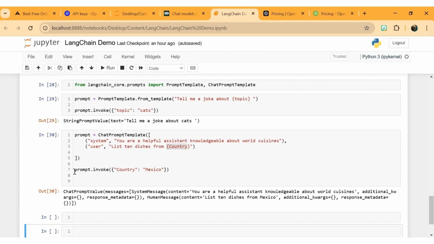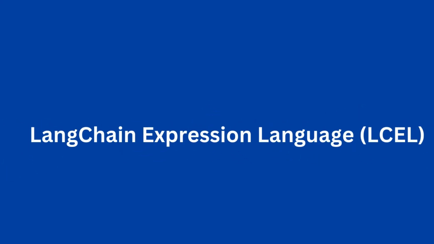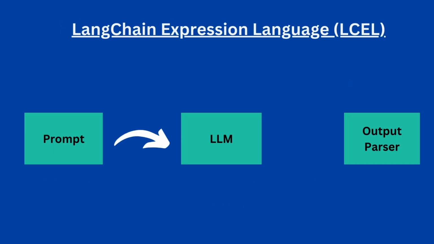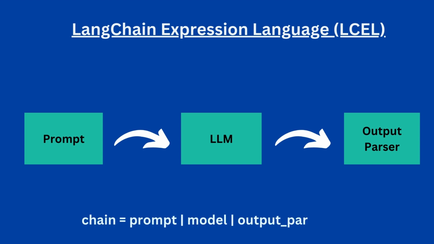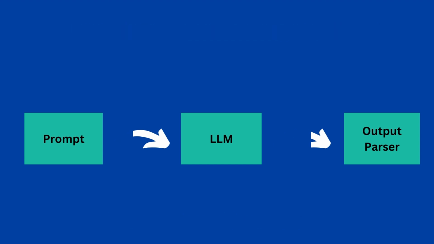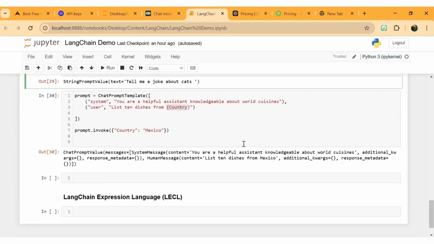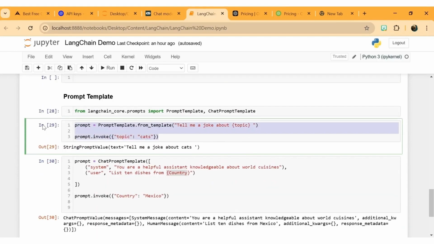Now we need to send these templates that we've defined to a large language model. This brings us to the concept we're going to discuss further, which is the LangChain Expression Language. The LangChain Expression Language is a declarative syntax that allows us to compose chains of different components together. Here we can pass our prompt to the large language model and to the output parser. There's usually a pipe operator whereby we can chain all these different components together. So let's look at how we can do that in our code. Based on the prompt template that we defined earlier, we are going to demonstrate it with the LangChain Expression Language. Let's just copy what we have.